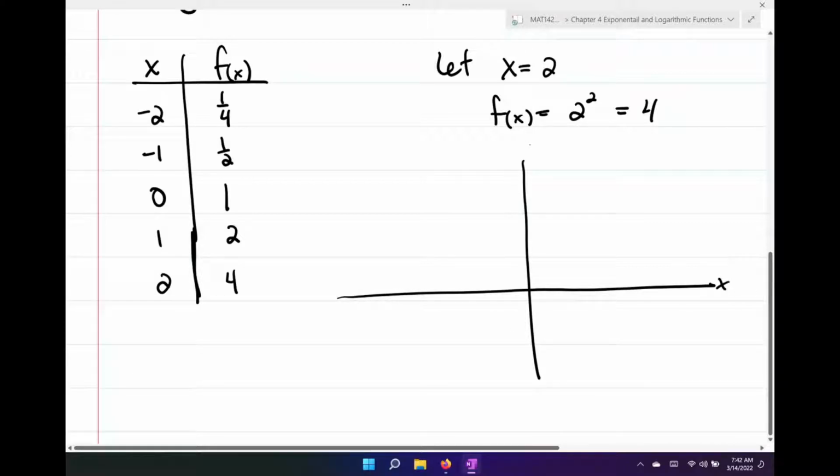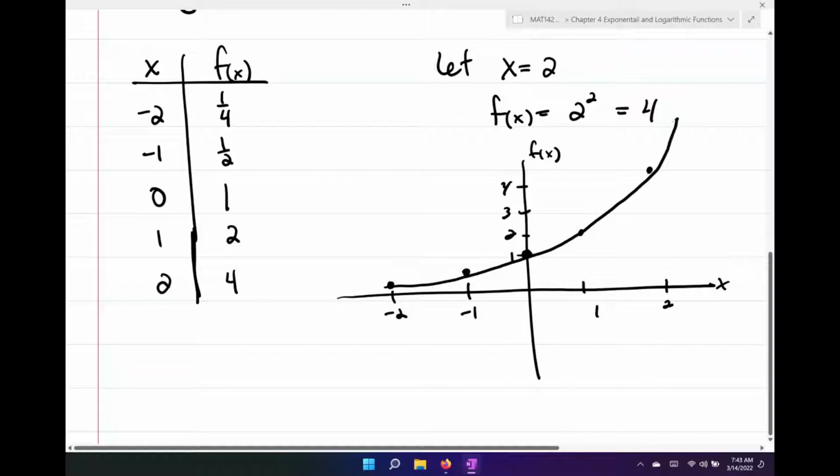So what you can see here is, if I were to graph these points right here, -1, -2, 1 and 2, 1, 2, 3, and 4. There we go. So I'm going to get -2, 1/4. So that's going to be like all the way down there. -1, 1/2. It'll be like right about here. 0, 1, 1, 2, and then 2, 4. And you get a graph that looks something similar to this.